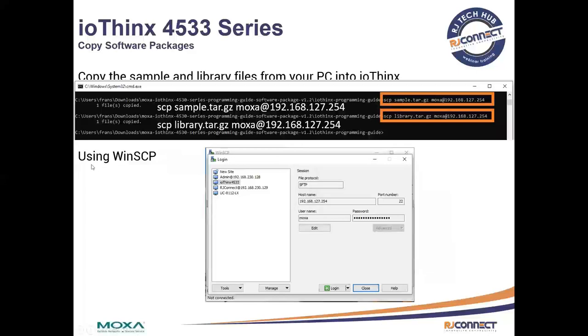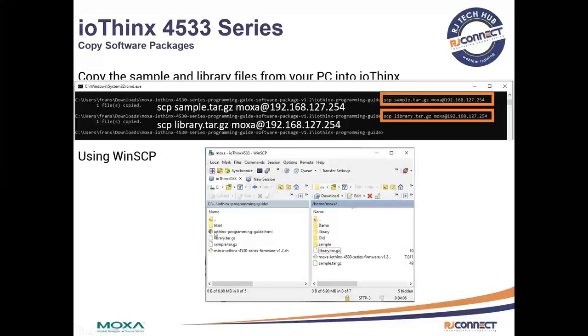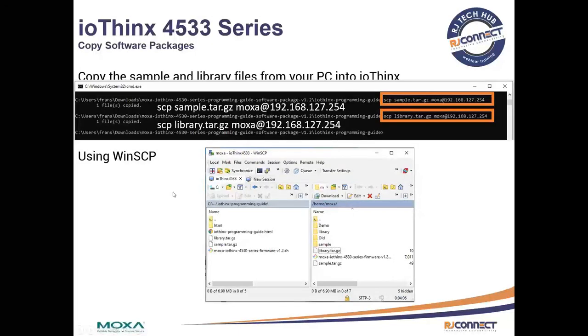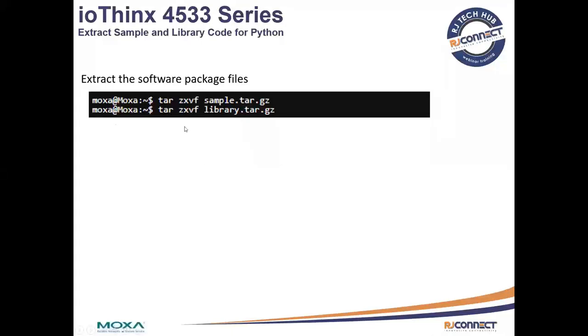You can also use a file transfer application such as WinSCP, navigate to the location where you stored the file, and then transfer the file. Same applies here. But if you've already done that, you can skip this portion. You need to extract these files. If you haven't extracted the sample file, please do that. Like I said, it contains the sample code that you can use for both C or C++ and Python.